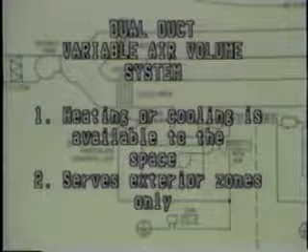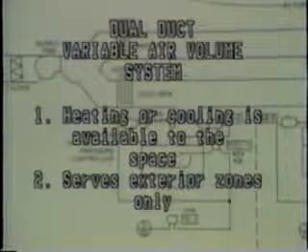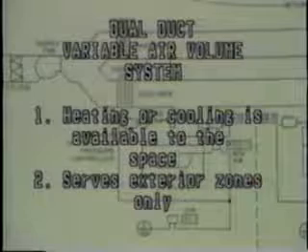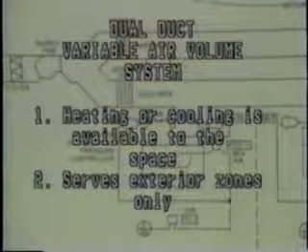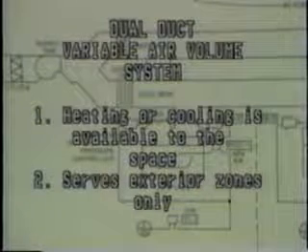Minimum settings can be as low as 0%. These settings will vary with the space exhaust and ventilation requirements and with diffuser characteristics. In this dual duct variable air volume system graphic, heating or cooling is available to the space and serves exterior zones only.